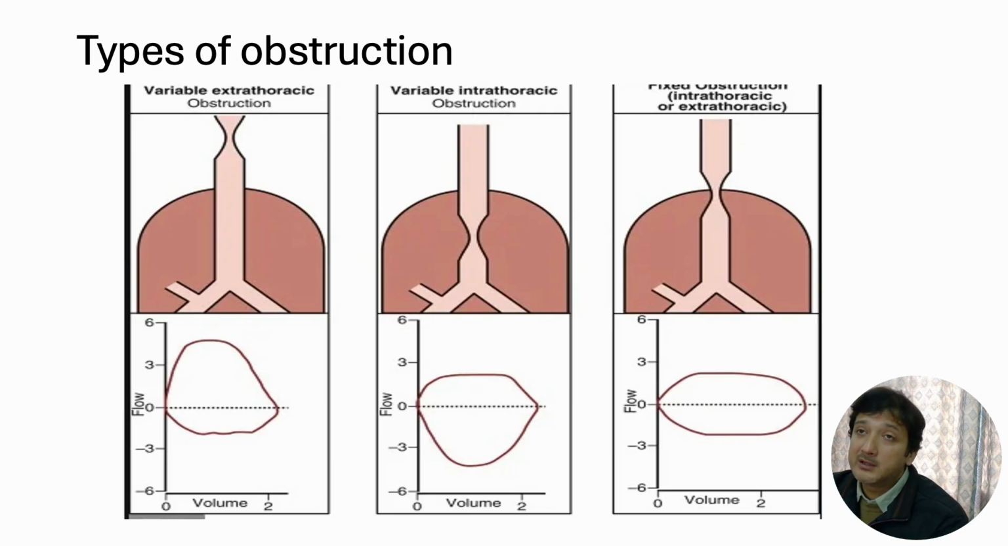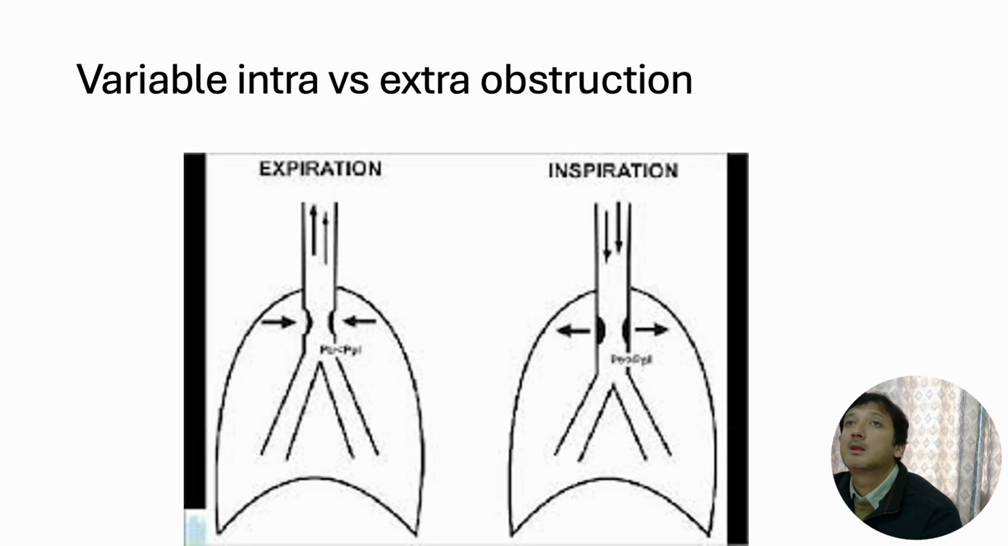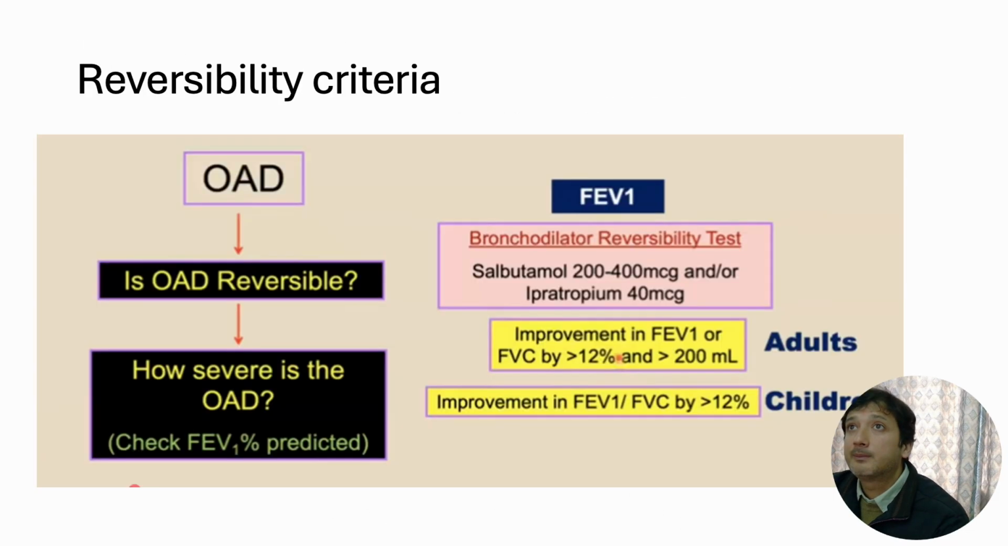And the pattern is different. During inspiration, due to the negative pressure created, it will cause a contraction of the pathway. But in expiration, it won't be affected, and the volume curve will be normal. So this is the same.